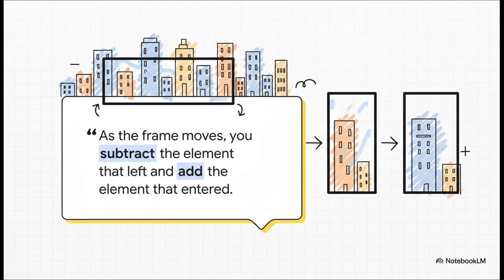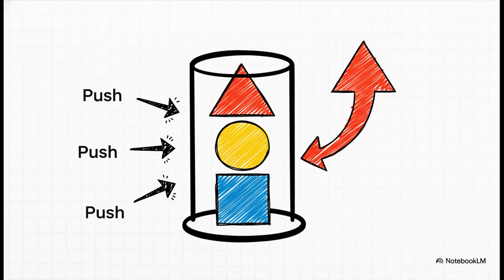Instead of adding up all the buildings inside your window every single time you move it, you do something way smarter. When the window slides one step to the right, you just subtract the value of the building that just left the window, and you add the value of the building that just entered. It's a constant time update, which makes the whole algorithm super fast. O of n. And finally, our fourth pattern is the stack.